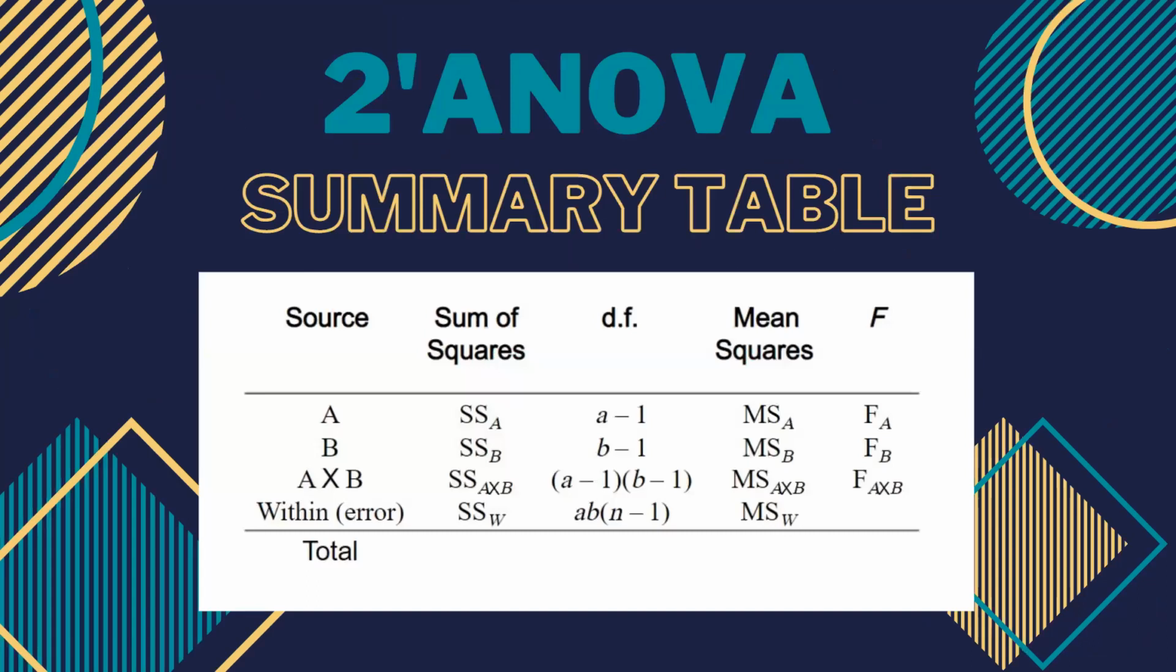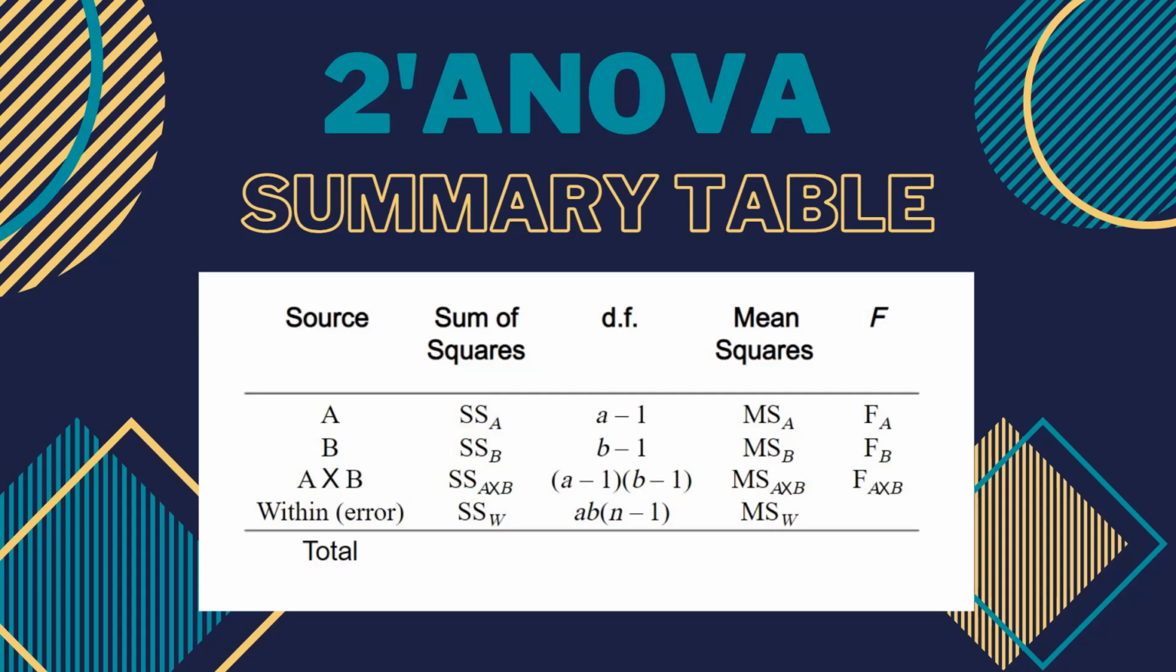This is the summary table for two-way ANOVA. Here the sources are A, B, A into B, and the within-group error. The sum of squares is denoted by SSA, SSB, SSAB, and SSW. The degrees of freedom are A minus 1, B minus 1, A minus 1 into B minus 1, and AB into N minus 1.